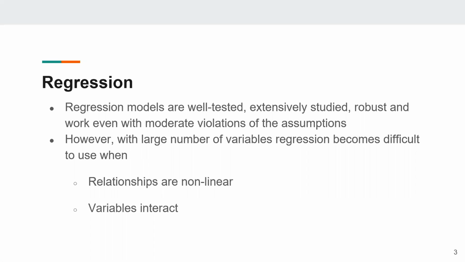And there are two cases that happen. One is that relationships are nonlinear. And the second is that variables interact. So just be aware, when you have a large number of variables in your data set, and you want to build a nonlinear regression, and there are cases where variables interact, then it's not that great to use a regression model. That's why in that case, we start thinking about decision trees.